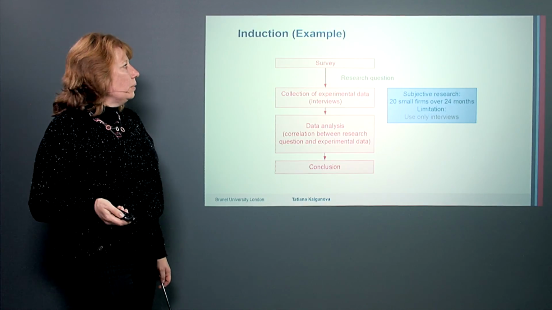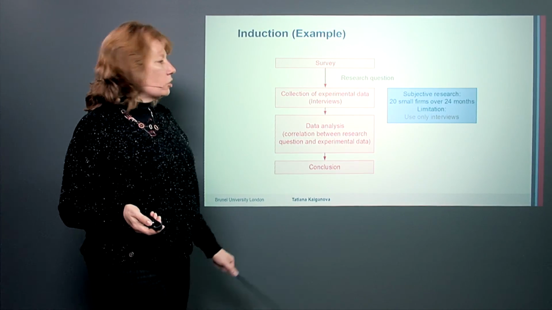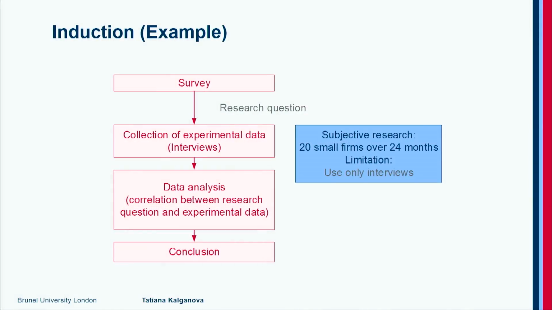Let's have a look at another example. Let's speak about induction. From induction, for example, from a literature survey, we can have a research question, and we can do some collection of experimental data using interviews only. And our data analysis will be correlation of the research question and experimental data.